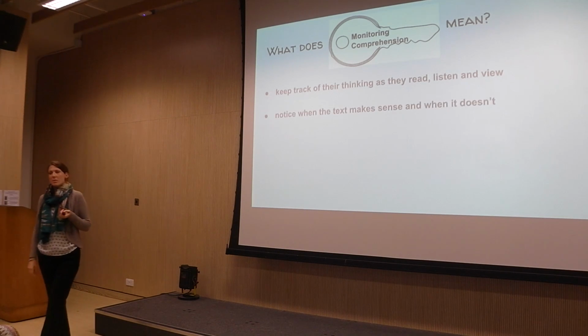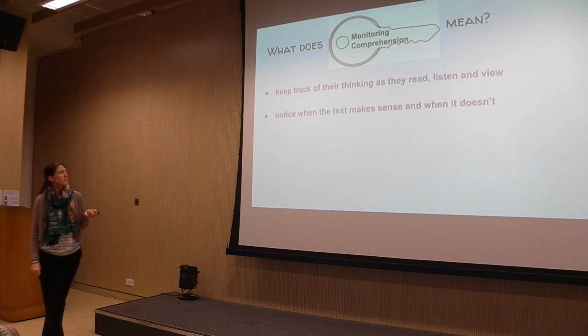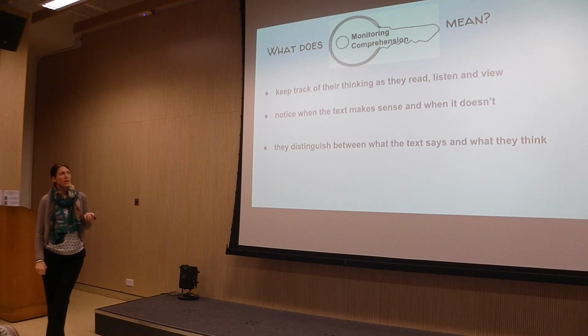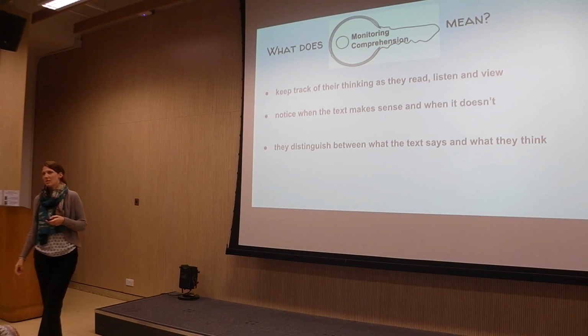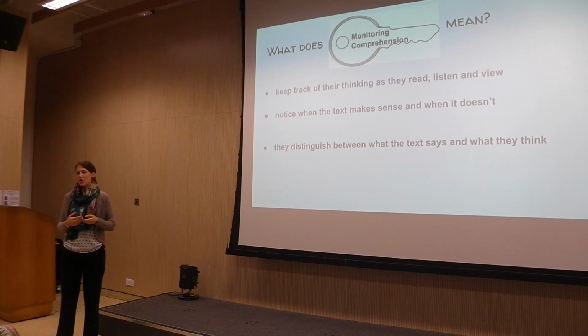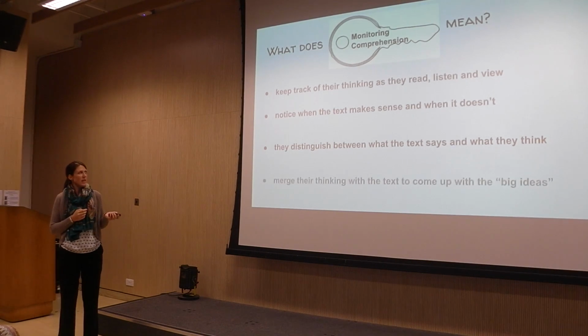They have to notice when the text makes sense and when it doesn't. And this is a really key one. They have to distinguish between what the text says and what they think. So what they think might be their connection, and it's a way into the text, but what the text actually says might be something a bit different. So you need to make that explicit to the children, that they can talk between the two of them, and that they can take their thinking and what the text says, and they can come up with their own understanding of what the text says.